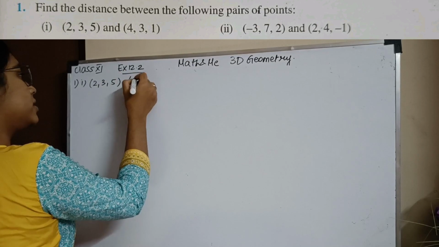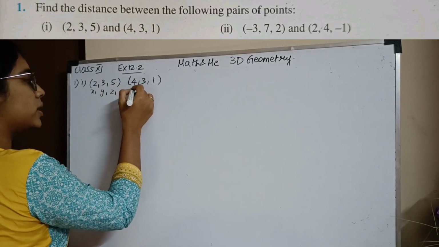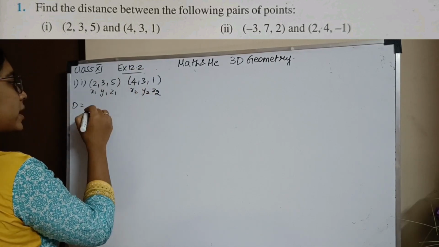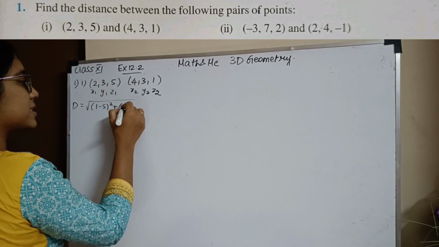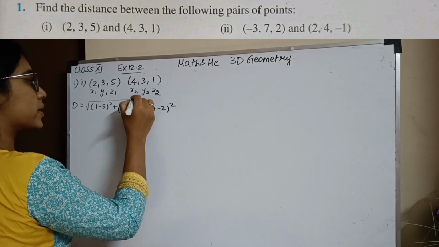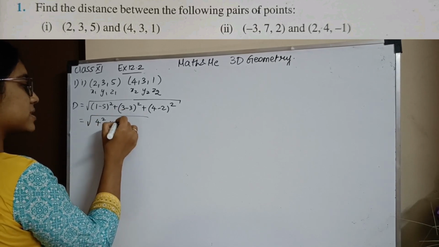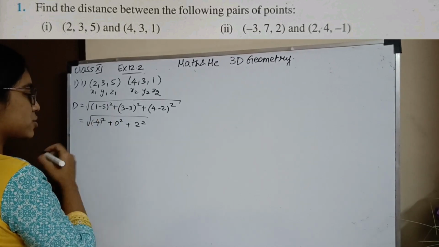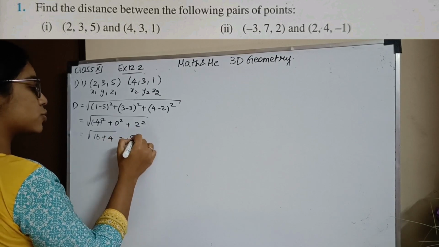2, 3, 5, 4, 3, 1. So this is my x1, y1, z1, x2, y2, z2. So the distance formula will be x2 minus x1 the whole square, 1 minus 5 the whole square, plus 3 minus 3 the whole square, plus 4 minus 2 the whole square inside the square root. So what will I have? 1 minus 5, 4 square, plus 0 square, plus 2 square. Minus 4 square, but when you square, the minus goes off. Okay. So I have 16 plus 0 plus 4, which is root 20.